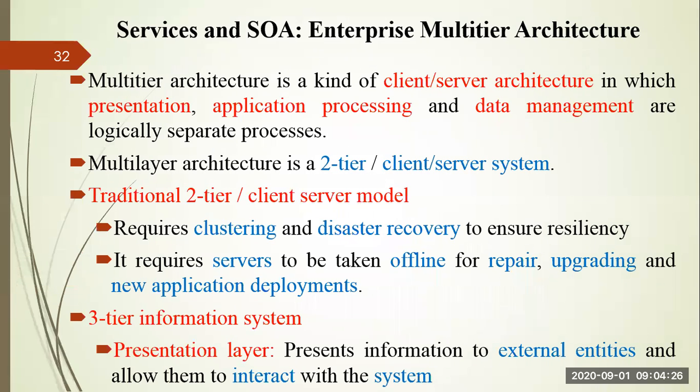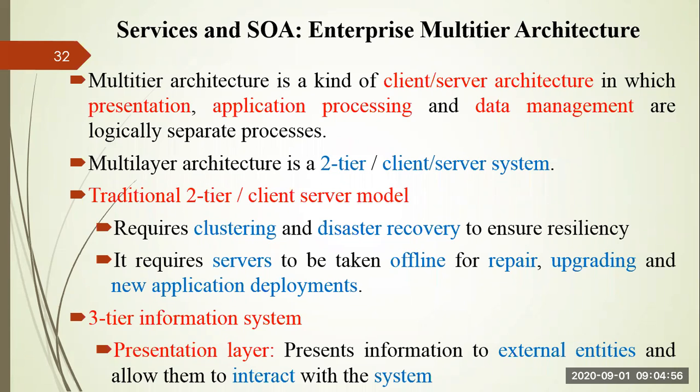So, in this lecture, we will see the multi-tier architecture, starting from one-tier architecture to n-tier architecture. This multi-tier architecture is a kind of client-server architecture. One client can request a desired service from the server, and the server can respond to the client's request by providing that service.